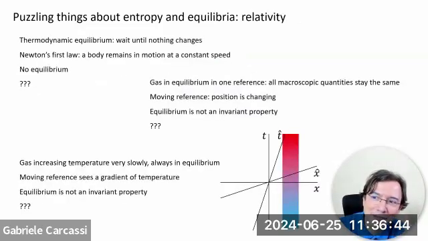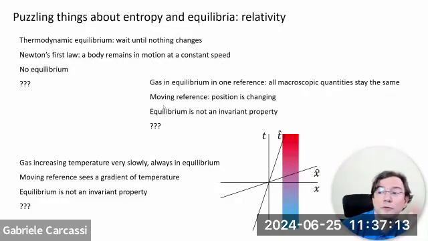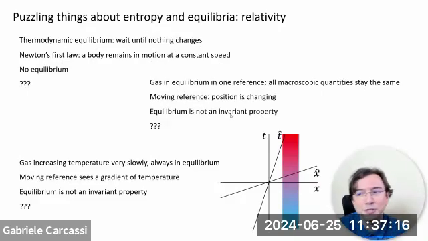Another thing that is problematic about entropy and equilibria is relativity. Because if we say that thermodynamic equilibrium is when we wait until nothing changes, and we put in Newton's first law that a body remains in motion at constant speed, then we don't have equilibrium. The things keep moving, the position keeps changing. So that definition doesn't quite work. Or if I have a gas in equilibrium in one reference frame where all the macroscopics stay the same, I can move, and now relative to me, the position is changing. So is it an equilibrium or not? Is it equilibrium for that guy and not for me?